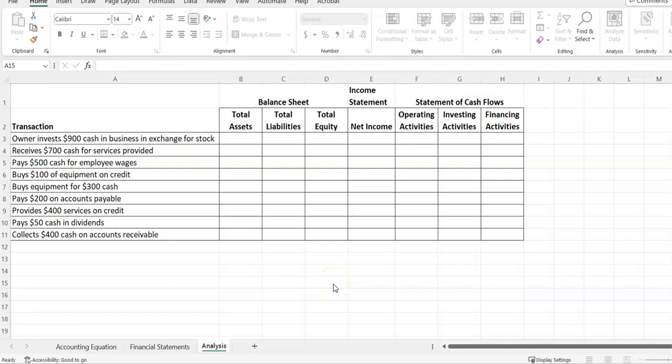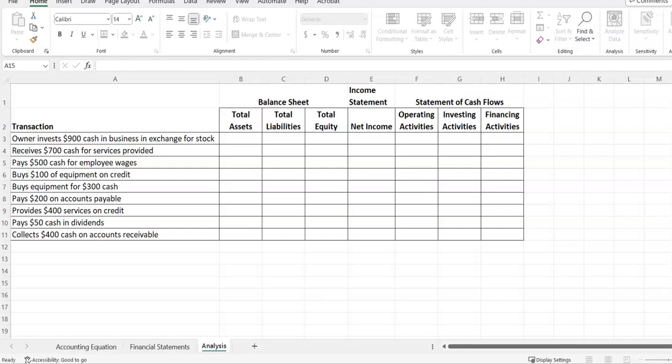In this last example, we're going to look at how we make changes to different accounts and sections of our balance sheet, income statement, and then the statement of cash flows. So as I said, we're not going to create a statement of cash flows yet. We're just going to be talking about changes to the statement of cash flows. So we're going to look at each one of these transactions individually.